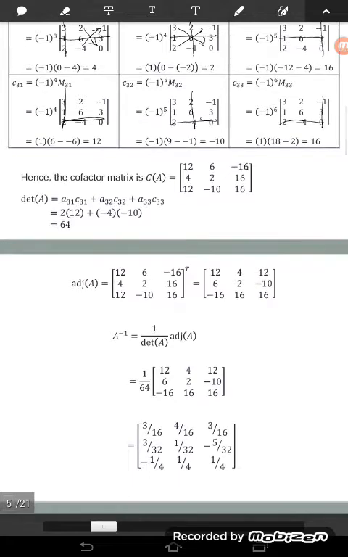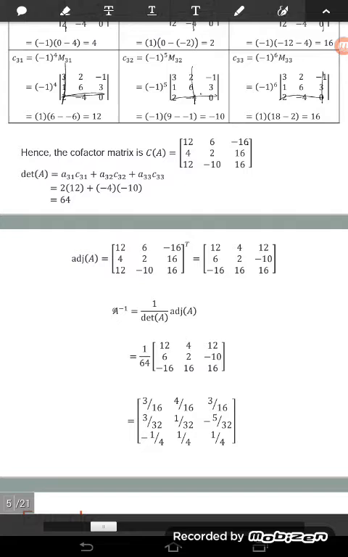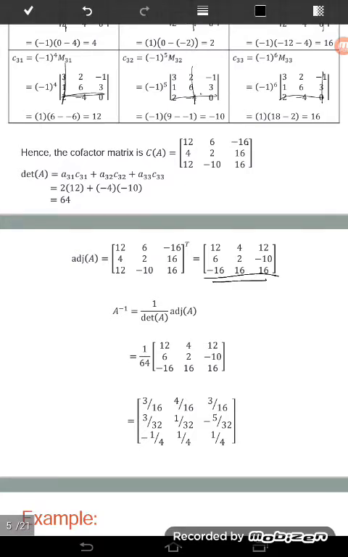Okay, since I already have the cofactor and determinant, I can find the inverse of matrix A. The inverse of matrix A is equal to 1 over the determinant of A times the adjoint of A, where the adjoint of A is the transpose of the cofactor of A, which is this one. So 1 over 16 times the adjoint of A, and then I get the inverse of matrix A. It's done.